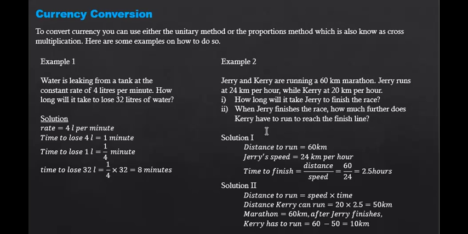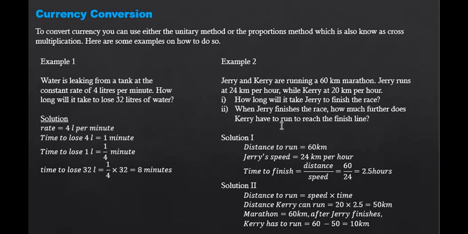For the first one, the distance to run is 60 kilometers. We have to determine how much time Jerry took to finish the race. Jerry's speed was 24 kilometers per hour. Time to finish will be the distance over the speed, so it'll be 60 over 24, which gives you 2.5. So it took Jerry 2.5 hours to finish the race.